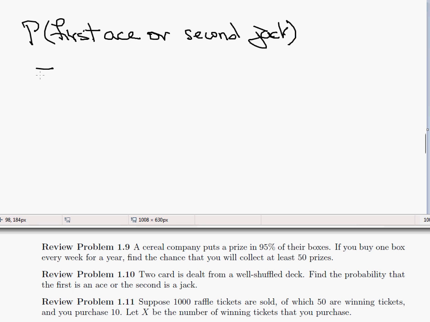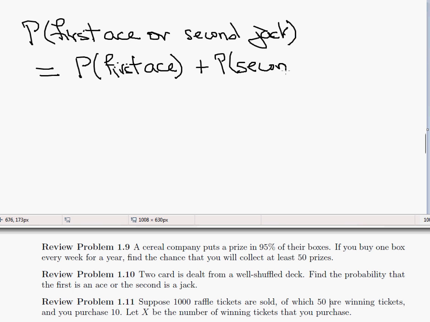Okay, this is an OR question. Before adding, so we're going to add, but before adding we ask ourselves, are the events disjoint? The events are not disjoint. It is perfectly possible for the first card to be an ace and simultaneously for the second card to be a jack. And so I will add these two probabilities, the probability the first is an ace plus the probability the second is a jack. But as I'm writing now, we have to subtract off the probability that they both happen. The probability that the first is an ace and the second is a jack.